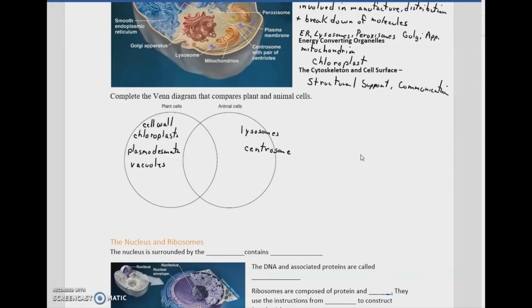Both types of cells have nuclei, or a nucleus. Nuclei is plural. They both have plasma membrane. I'll abbreviate that. They both have endoplasmic reticulum. They both have Golgi apparatus. And something that people sometimes miss is that both plant and animal cells have mitochondria.